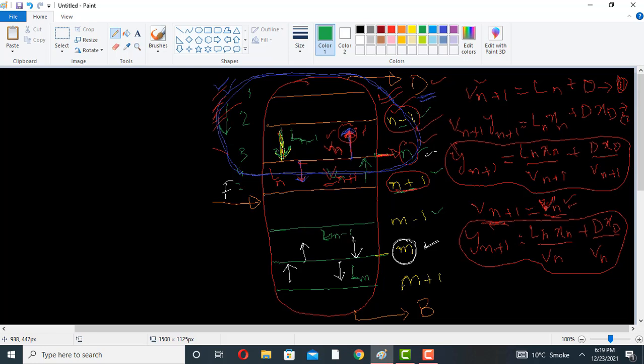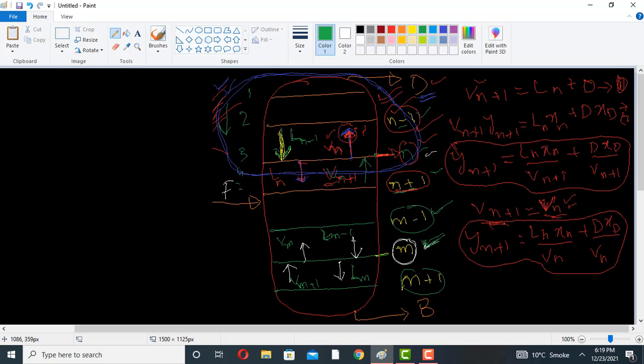Similarly, the vapor coming from plate M plus 1 to plate M will be equal to Vm plus 1. The vapor coming out from plate M toward the plate above will be equal to Vm.